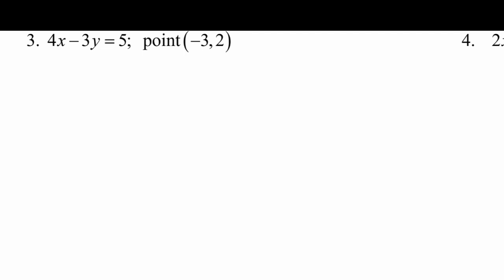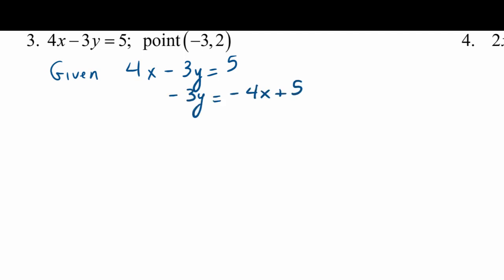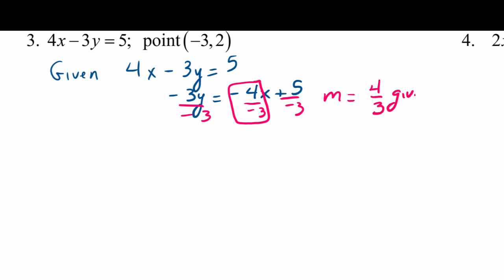So our first step will be to rewrite the given line in slope-intercept form so that we can find the slope, right? That's the easiest way, I think. So that means that we're going to isolate the y. So we're going to subtract the 4x to put it on the right-hand side, and then we're going to divide by the -3, and then here's our slope. So m equals positive 4/3 for the given line.